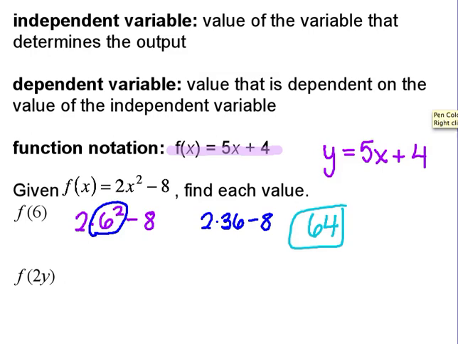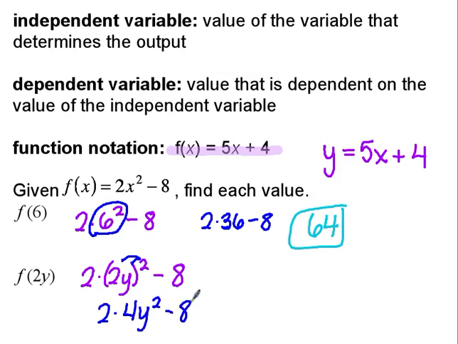Let's look at the next one. 2 times 2y, squared. Now notice whenever you have a quantity, it's usually good to put it in parentheses, like I did right there. So what am I going to do first? Square the 2 and square the y. So I end up having 2 times 4y squared. What is 2 times 4y squared? Minus 8. There you go. That's it. You leave it in terms of y.